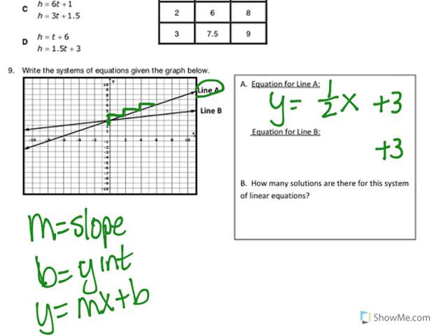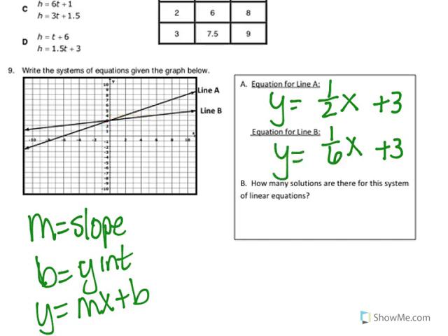Now, the slope on line B is maybe a little trickier because these boxes are so small, but it looks to me like this is the pretty point right here on 6. So we're going up 1 and over 6. So that would be 1/6 x plus 3.